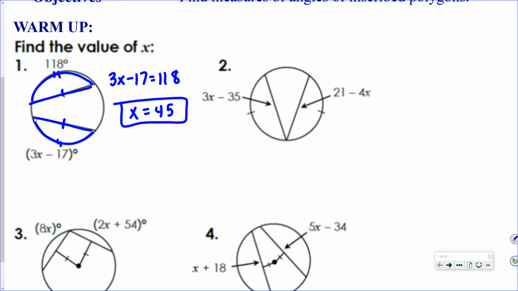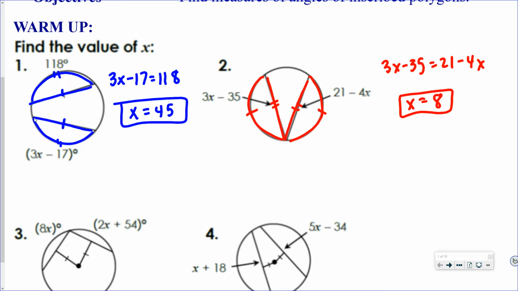Number 2 is similar, but this time they're showing me these arcs that the chords are forming are congruent, which would mean these chord lengths are congruent as well. So you should have set those equal to each other. I got x to be 8 for that one. Any questions on those?